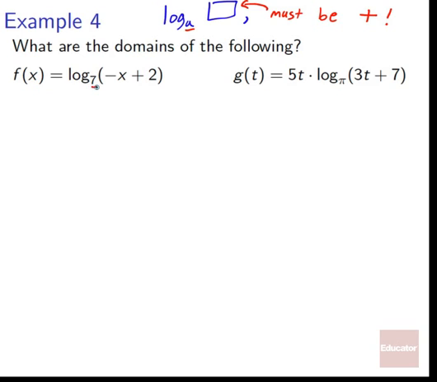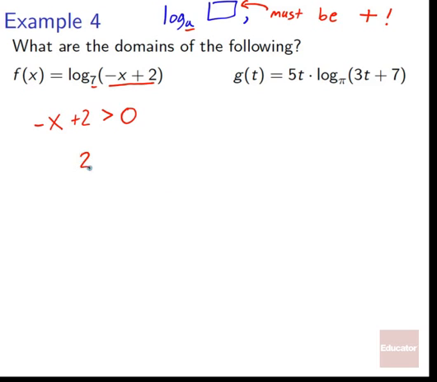So it doesn't matter if it's base 7 or base 50 billion. It's going to be the case that whatever's inside of the logarithm, whatever the logarithm is operating upon, has to be greater than 0, has to be a positive number. So we know the thing that log is operating on here is negative x plus 2. So we know that negative x plus 2 must be positive. It must be greater than 0.